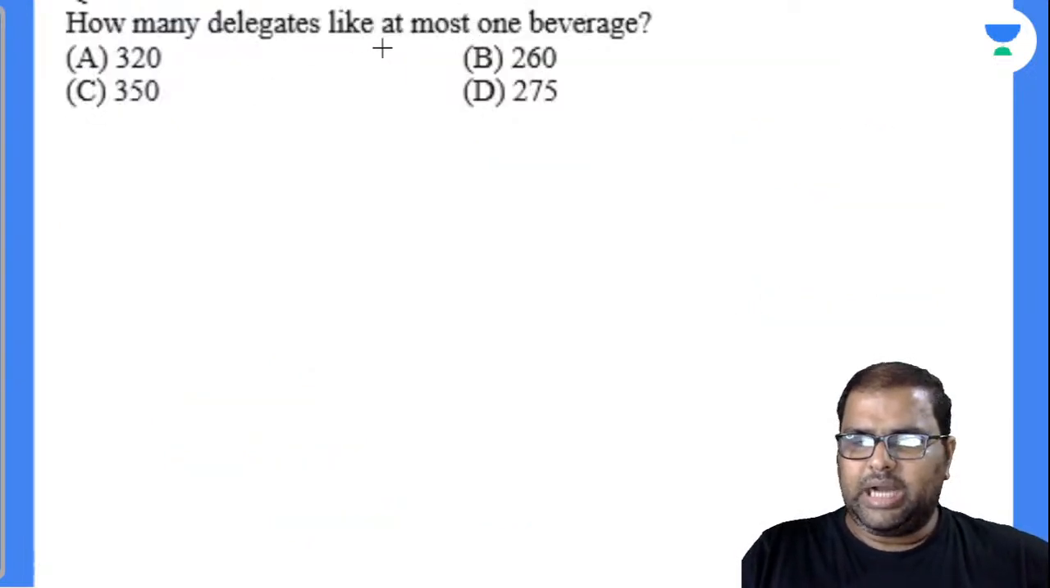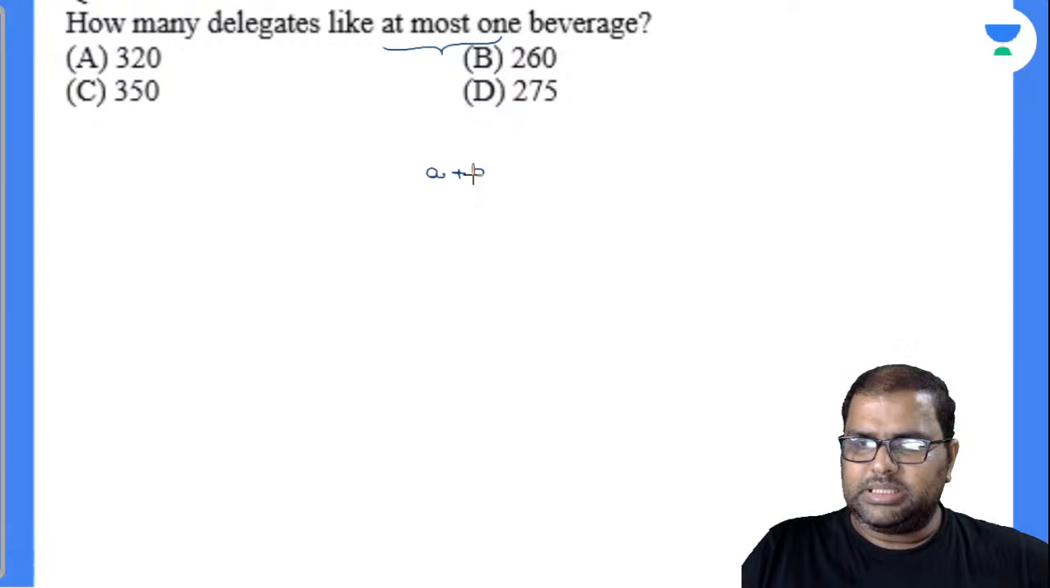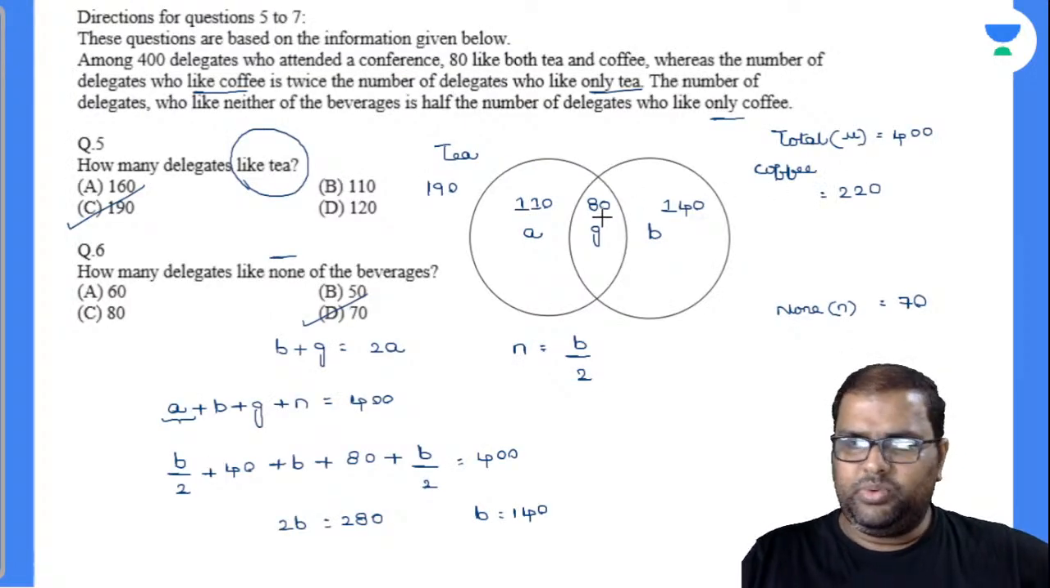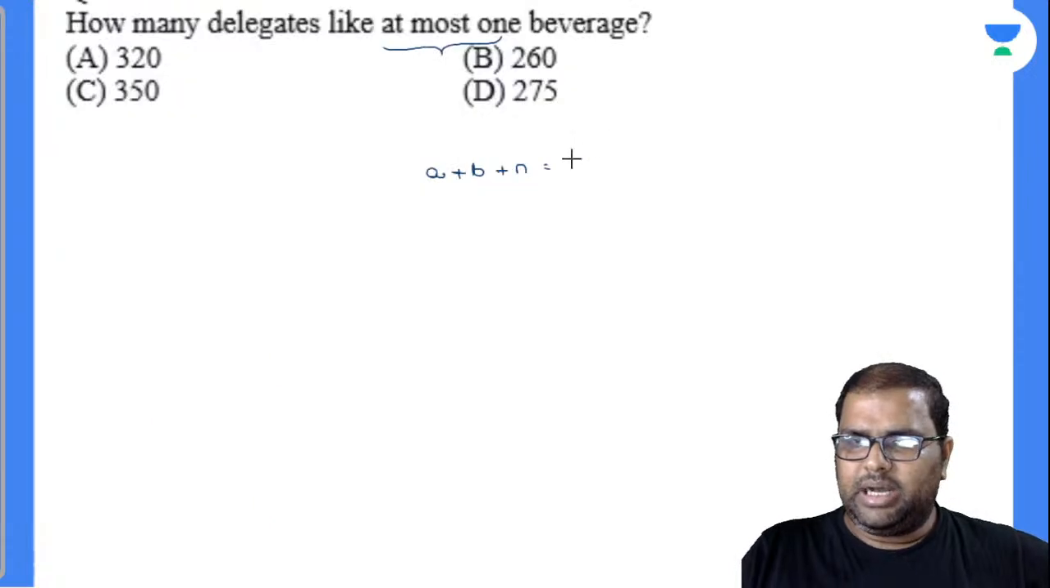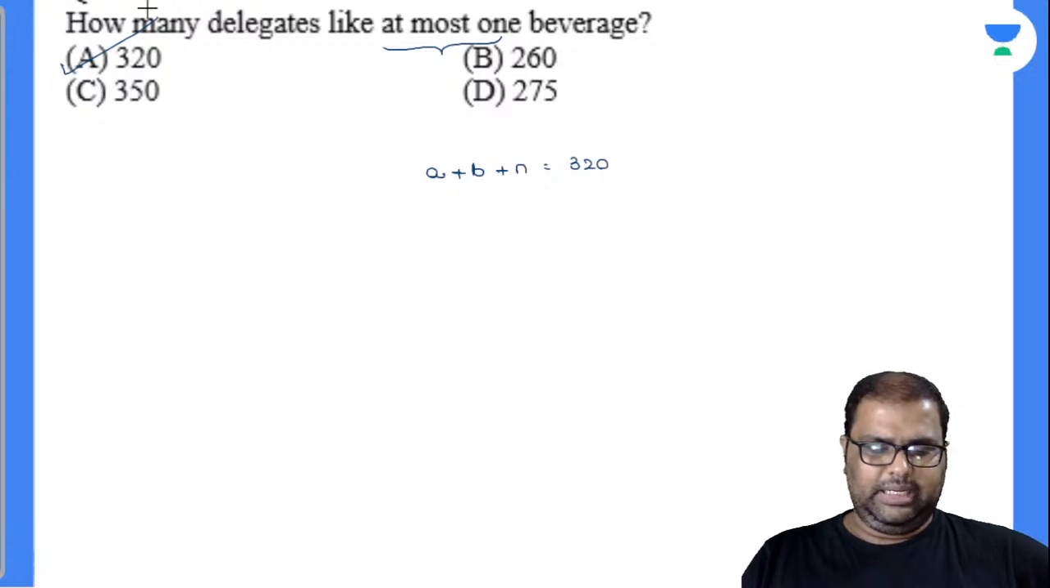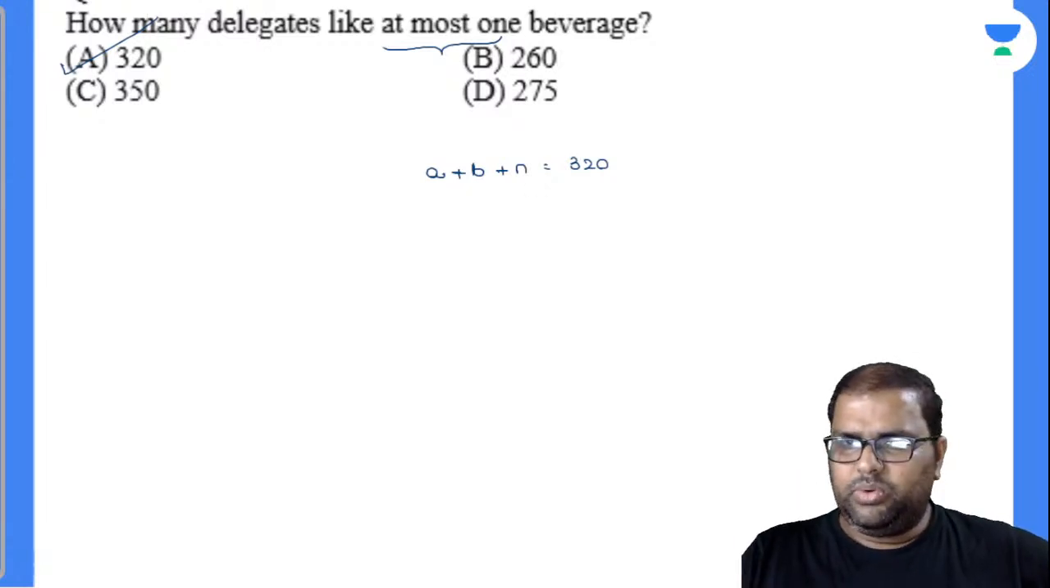How many delegates like at most one beverage? At most means your maximum level is 1, that is A plus B plus N. This is the question asked. Now see, from the total 400 remove 80 and the remaining thing will be the answer there. 320. Yes, it is 320. That option is right. Perfectly right. Let's do one more question here.